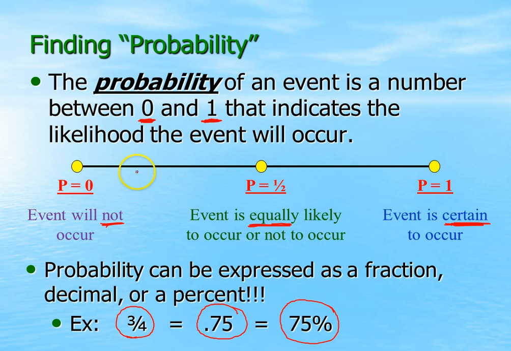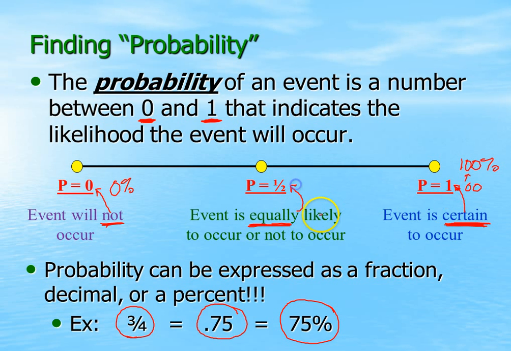Okay, so what does that mean about this top up here? If I were to think about it in percents, what would this mean? If something's not going to happen and it has a 0 probability, that's a 0% chance. If it is certain to occur and it's got a probability of 1, what's that as a percent? That is 100%. Remember, 1.00 is 100%.